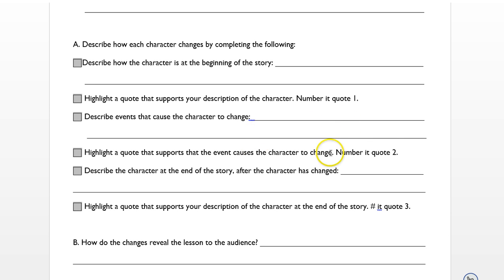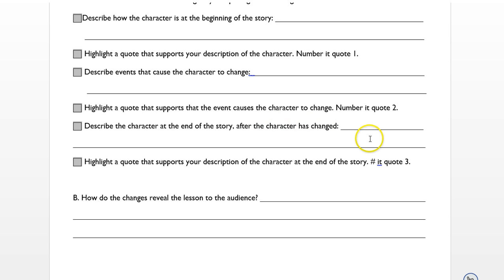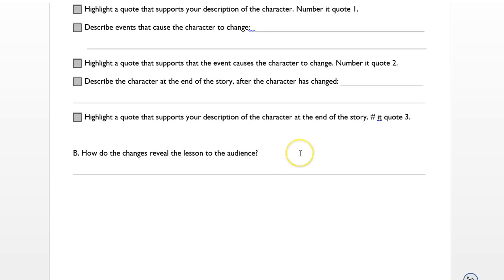to change. Again, number the quote, find the quote, number it, and then describe the character at the end of the story. How's the character been changed because of events? Find a quote that supports that and number it. And then again, how are the changes? How's the lesson revealed to the audience? Because the character was successful or because the character wasn't successful?